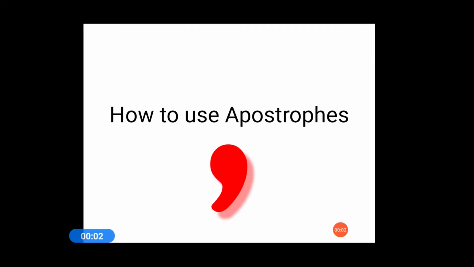Hello everyone. So today we are going to discuss how to use apostrophes. Now what is an apostrophe? Apostrophe is a punctuation mark that is flashing on your screen. It has multiple uses in grammar, but today we will focus on how it is used in the case of nouns. Because when it is used with nouns, it converts that noun into a possessive noun.